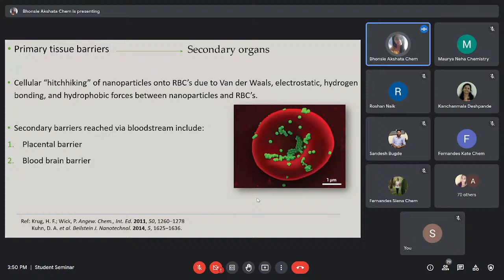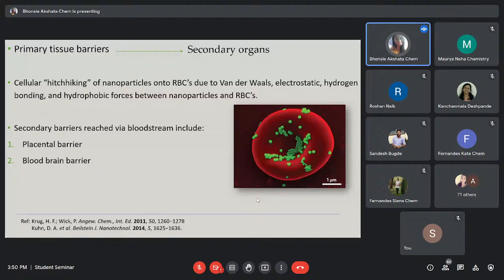Now, the liver and the spleen are pathogen clearing organs, right? So if it gets onto the RBCs, it can avoid that. So secondary barriers are reached via the bloodstream. These nanoparticles can also cross the placental barrier and also the blood-brain barrier.